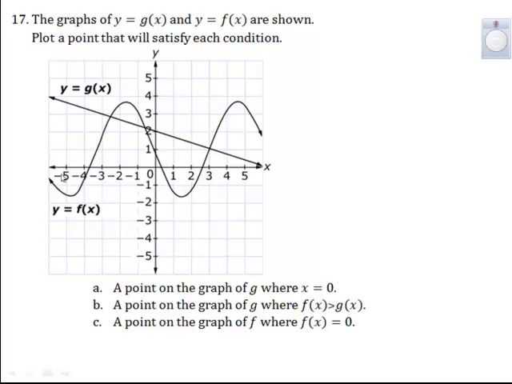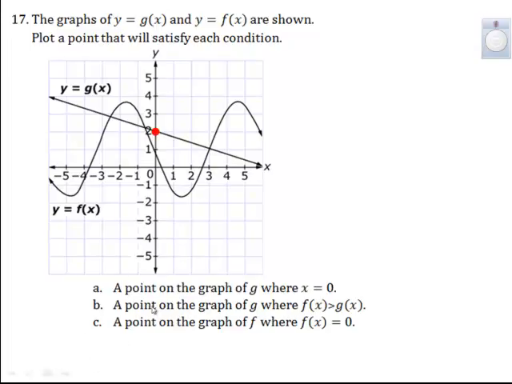Okay, number 17, it's talking about g of x and f of x. It's shown on the graph. We can see that f is the squiggly guy and g is this one that's decreasing as we go left to right. So it's asking us to plot a point on the graph of g. So again, g is this one that's going across here when x value is 0. So the x is 0 right here, and on g it's right there. Okay, so that'd be point A.